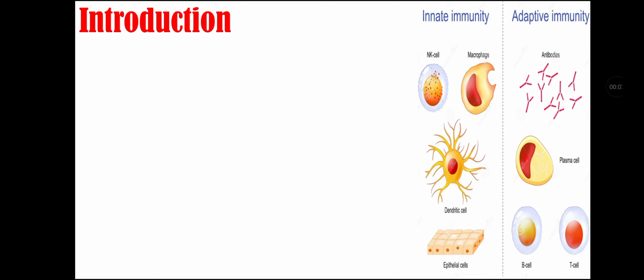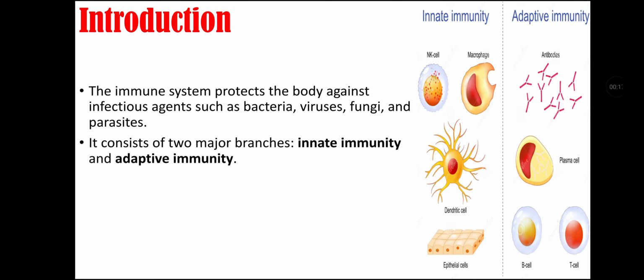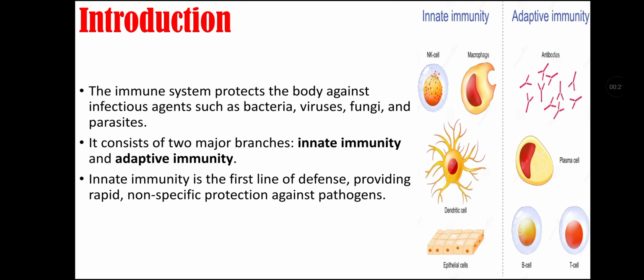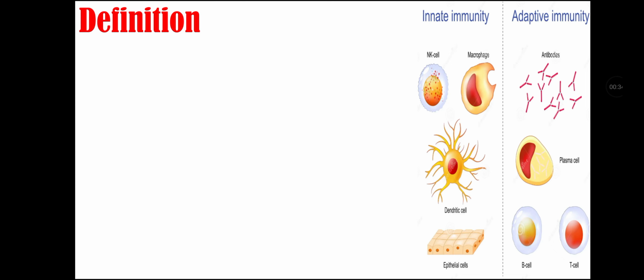So let's start our topic with introduction. Immune system protects the body against infectious agents such as bacteria, viruses, fungi and parasites. It consists of two major branches that include innate immunity and adaptive immunity. Innate immunity is first line of defense that provides rapid, non-specific protection against pathogens. Unlike adaptive immunity, it does not generate immunological memory.